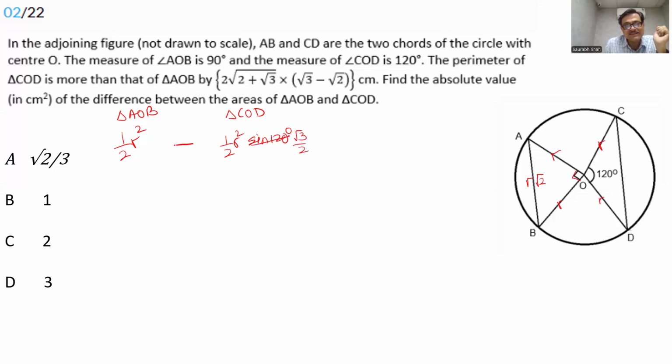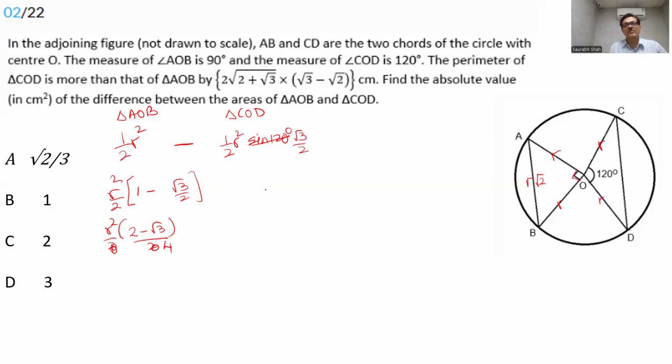Now we need to find this difference. So taking R square by 2 common, we have 1 minus root 3 by 2. Again, taking the LCM here, we have R square by 2 into 2 minus root 3 by 2. Or we can now directly write it as 4. So this is what we need. This is what has to be calculated.